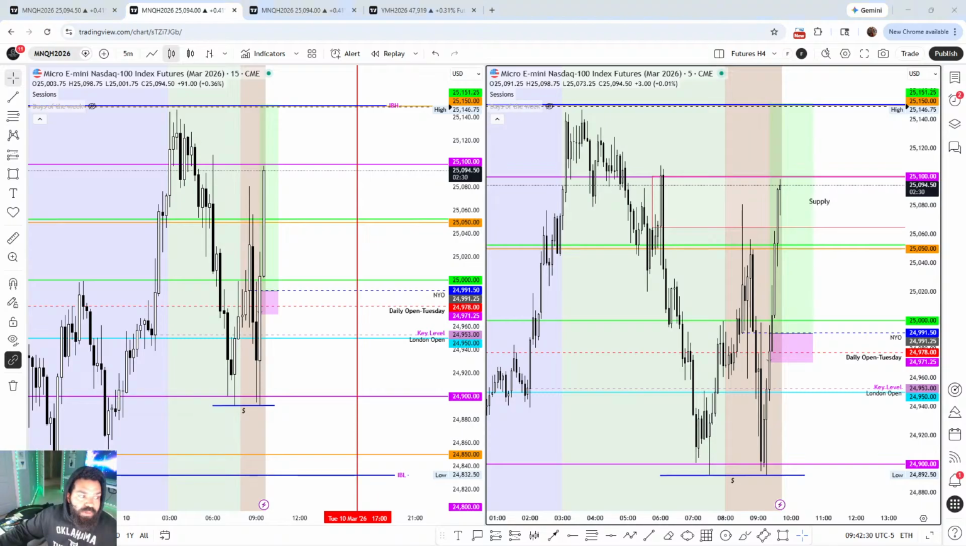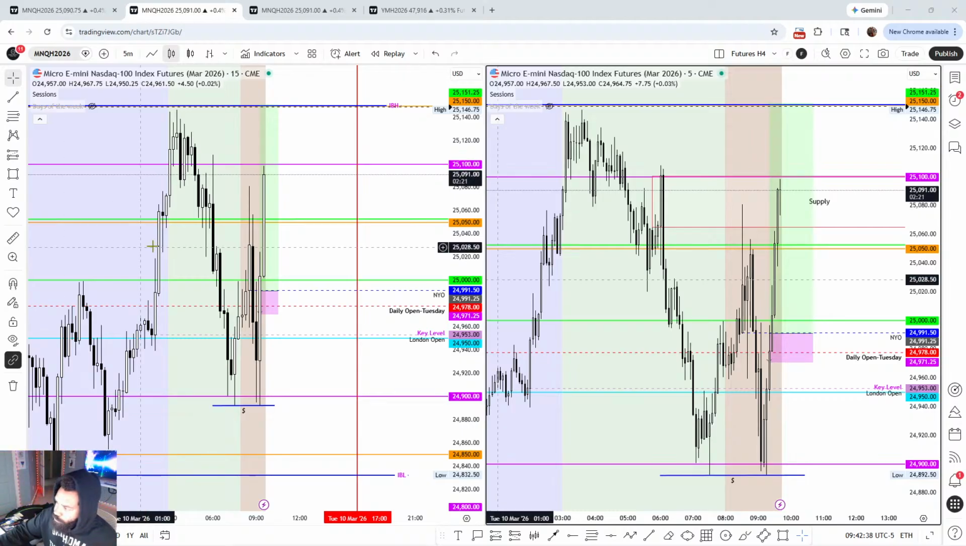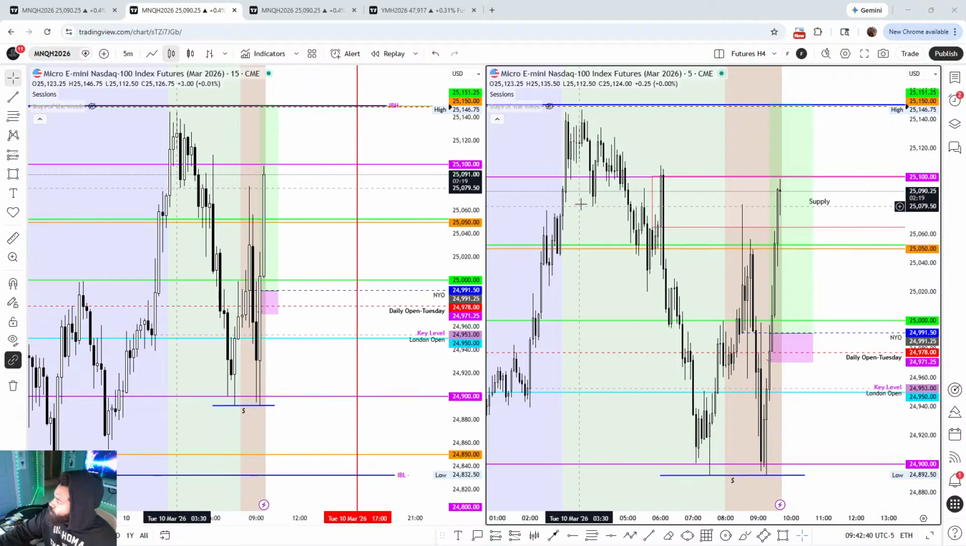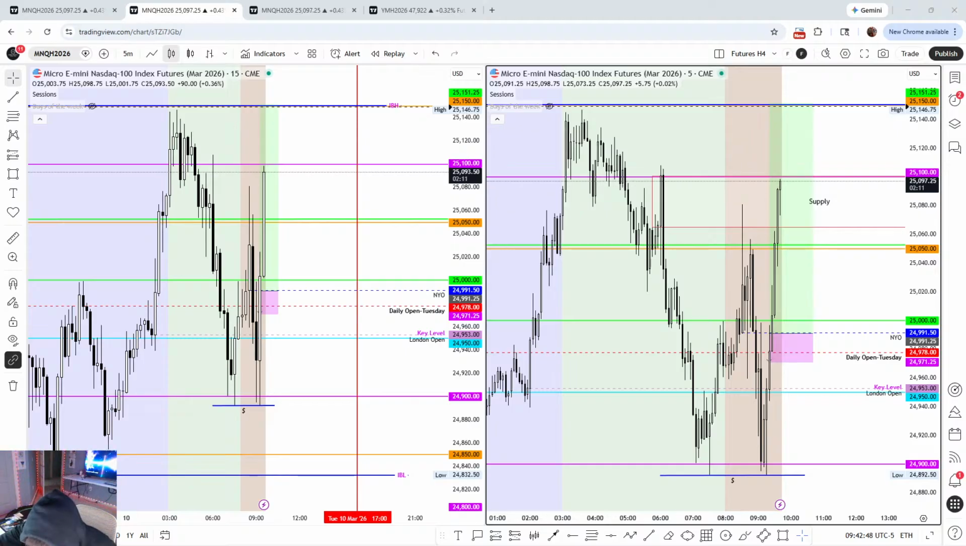We'll take a look at the other markets here really quick. YM took that liquidity and turned up. That was perfect for what we're seeing here too. Banger.